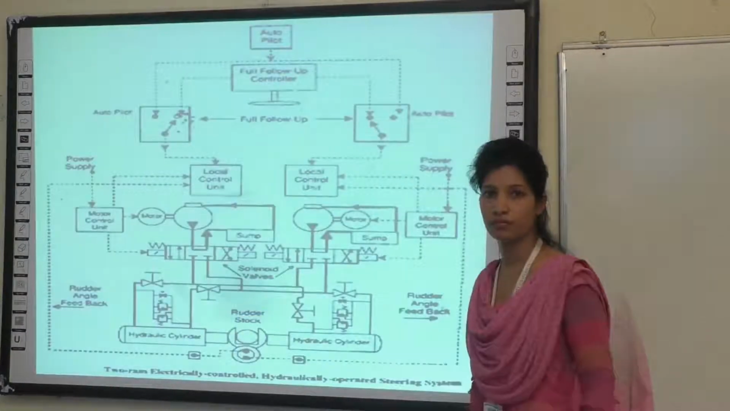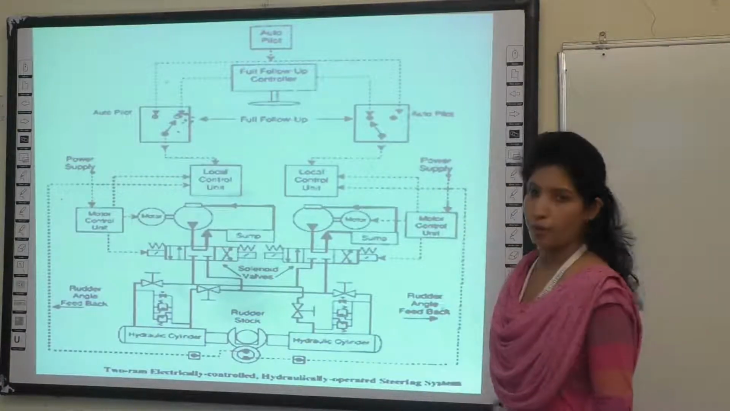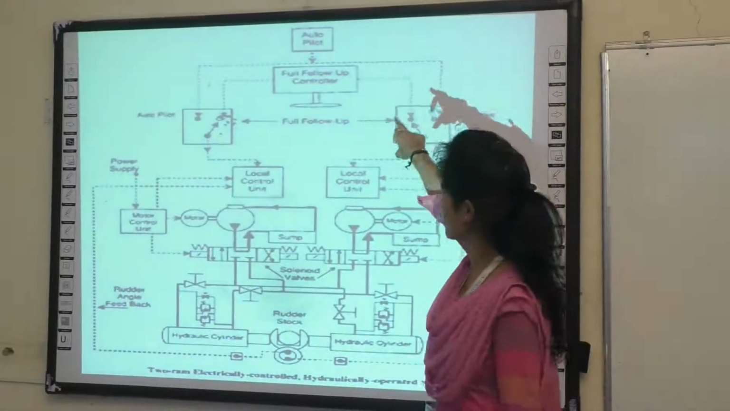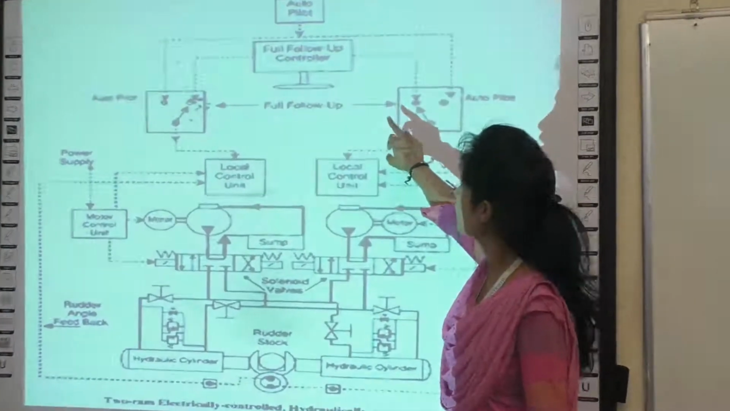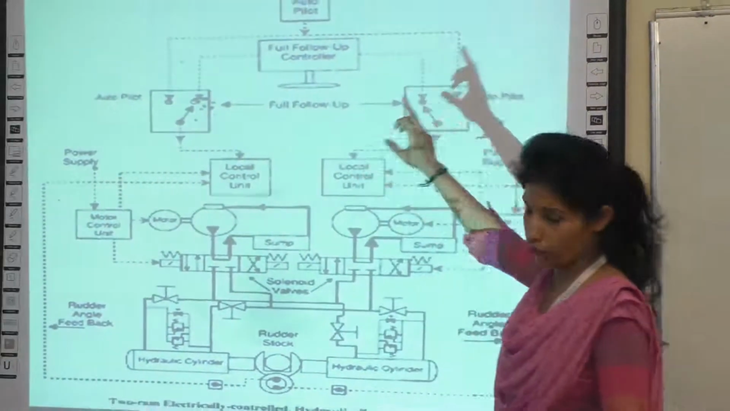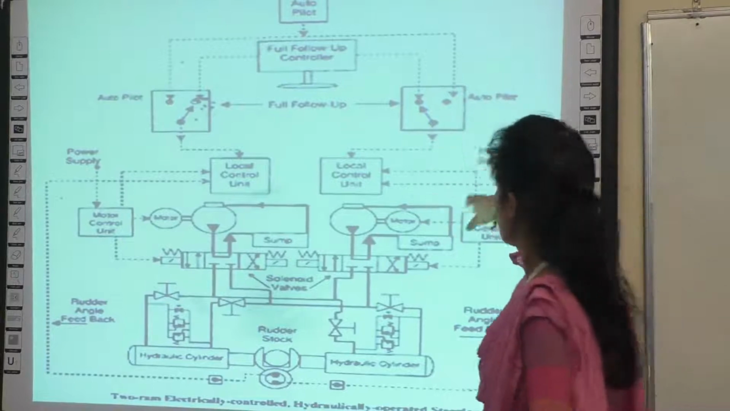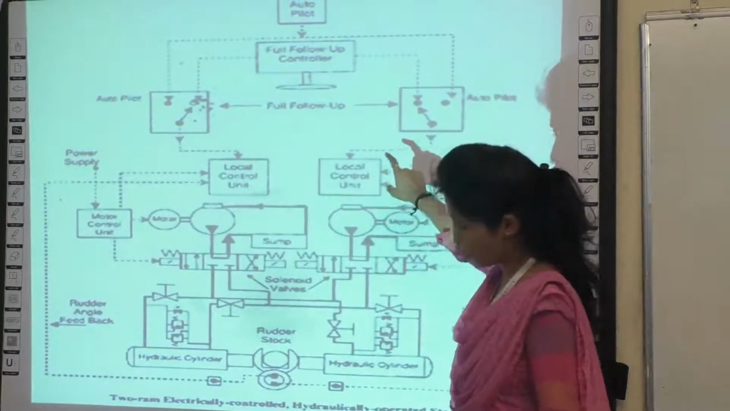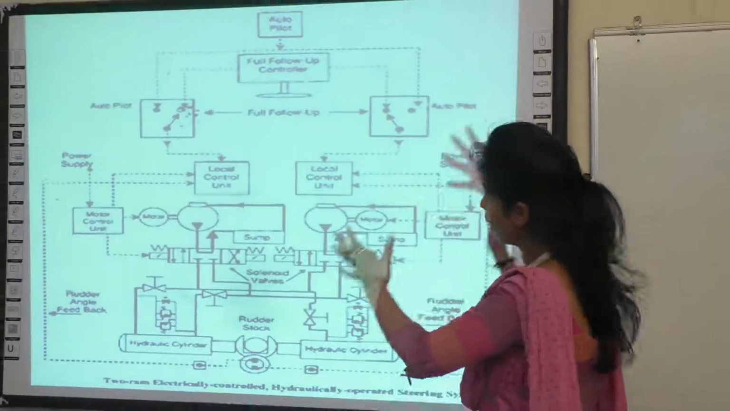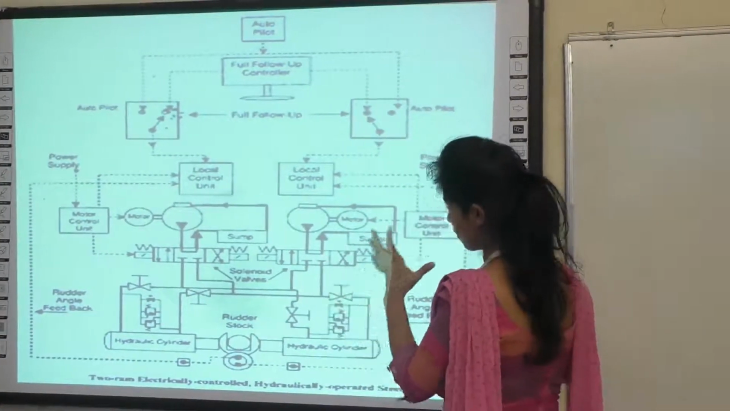Next. This is the block diagram of our autopilot system. Here the autopilot is connected in the bridge wheel, so this is a full pole-off controller. Here we can see the steering system. Autopilot, here full pole-off is connected, and the autopilot has both systems. This is actually the complete block diagram of the autopilot system, how it works.